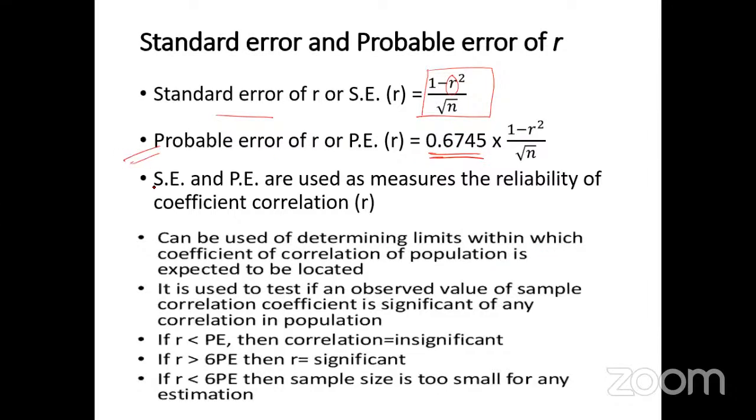And based on this probable error, we can interpret the correlation coefficient as significant or non-significant. If R is less than the probable error, we can call it non-significant. But if R is greater than 6 times the probable error, we can say your correlation coefficient is significant. But if R is less than 6 times the probable error, then it is difficult to interpret your result, as it is too small to interpret the results, right?